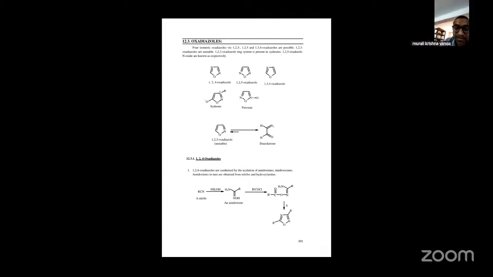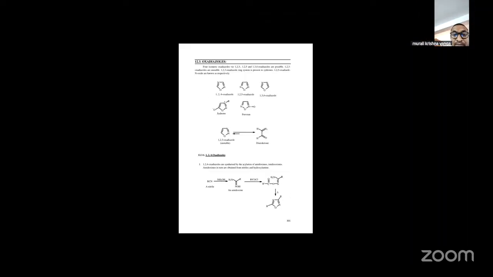These amidoximes react with acid derivatives, acid halides. When the acid halide, the chlorine, reacts with the amidoxime oxygen atom, it forms O-acyl amidoximes. O-acyl amidoximes undergo heating and rearrangement, then give the 1,2,4-oxadiazole product.